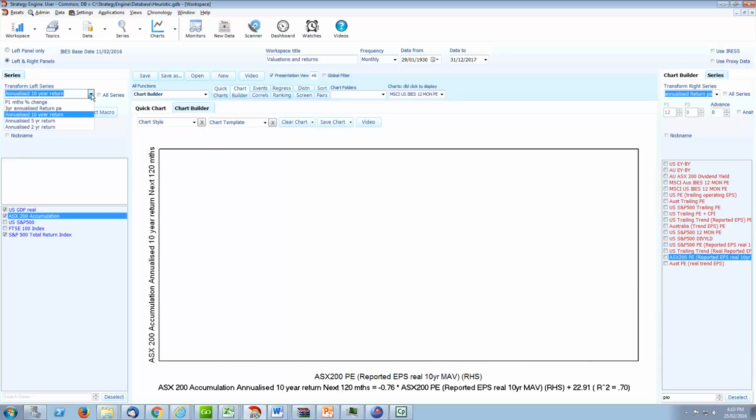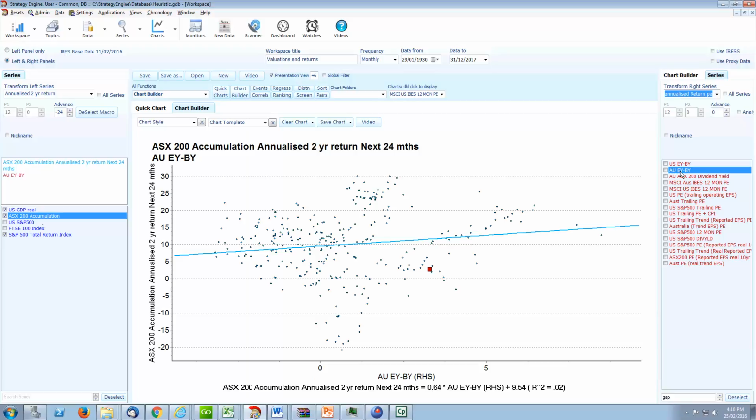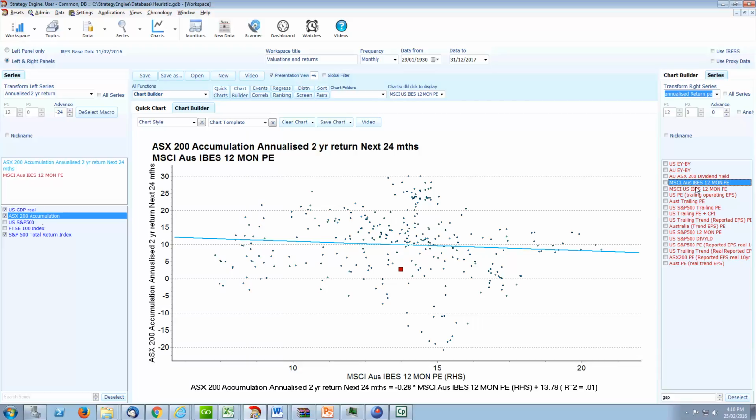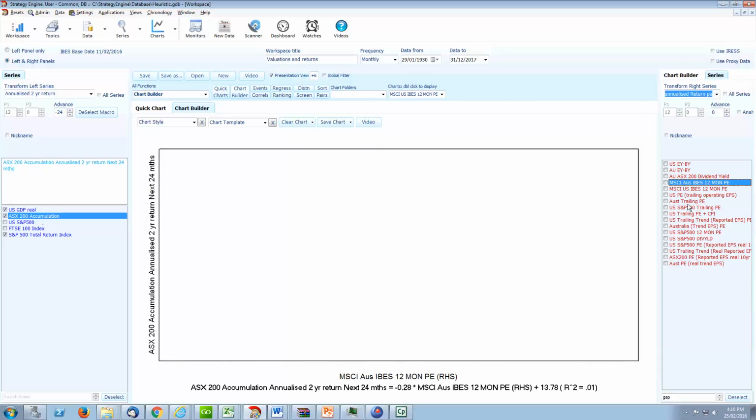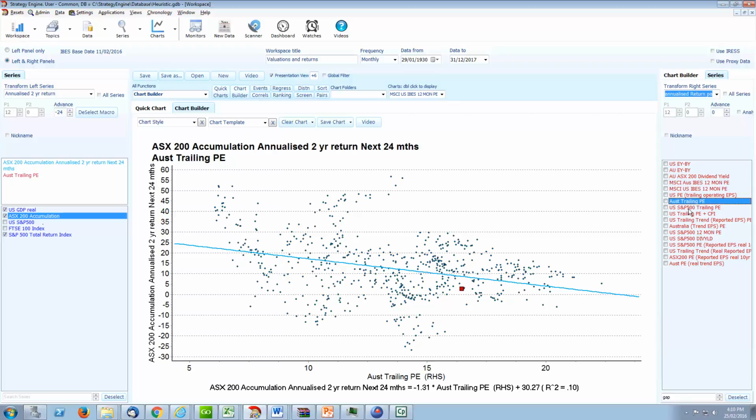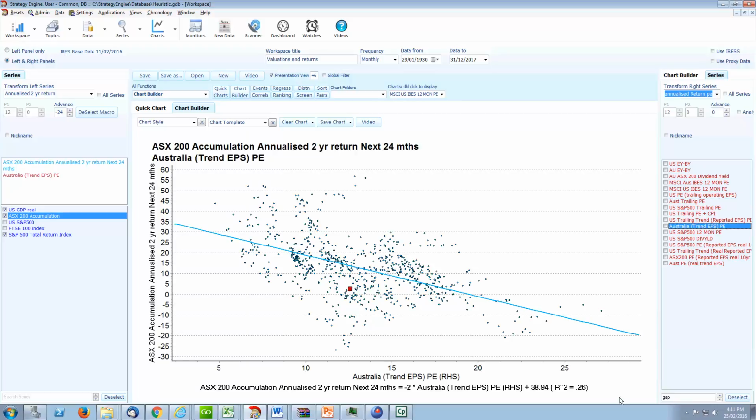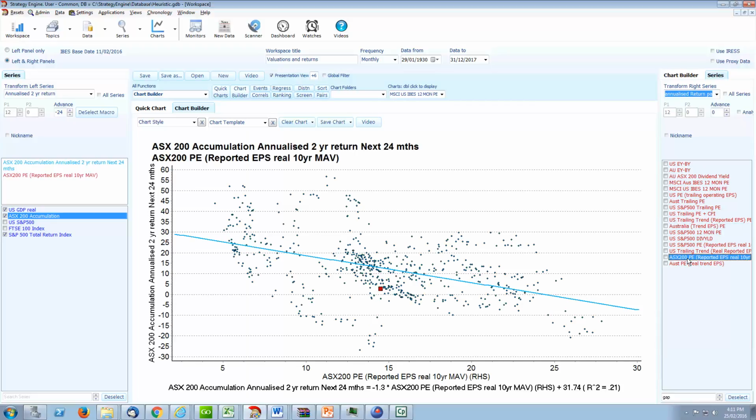I'll just jump back to the 2-year return. And now we're looking at ASX returns over the following 2 years, and we're going to compare that to EY/BY. Once again, not a very close relationship. Forward earnings, forward PE, I should say, not very close at all. Trailing PE a bit better, but still quite low at 0.1. Trend EPS and PE, not bad. 0.26, but not that strong, and typically only at the extremes do we get a strong relationship. And then finally, a CAPE or Shiller PE, reasonable but not very strong, so not to be relied on.